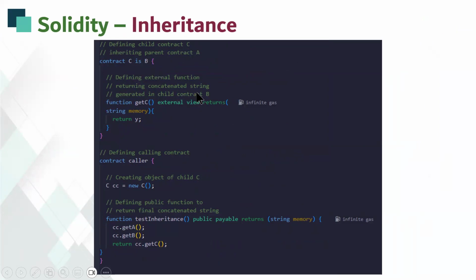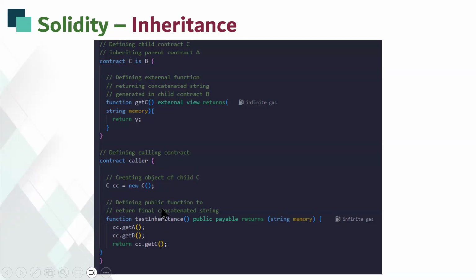It doesn't declare any additional state variables. The getC function is defined as an external view function. It simply returns the value of the Y variable, which is inherited from B. Then we have a caller. The caller here is defined to demonstrate the usage of inherited functionality. An instance of the C contract, CC, is created. So CC is created here.